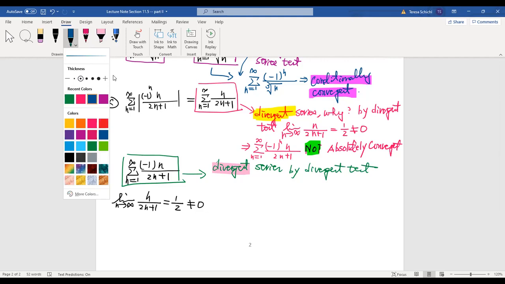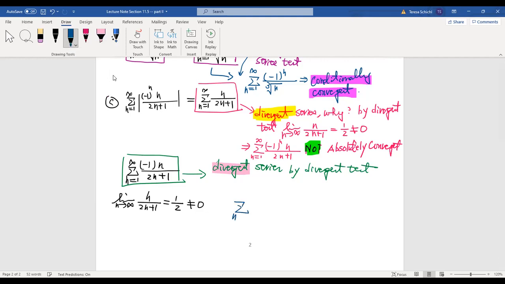So what is my final decision for this series, n from 1 to infinity of (-1)^n n over 2n plus 1? What type of series is it? This is a divergent series.